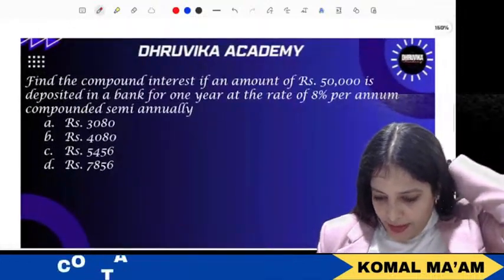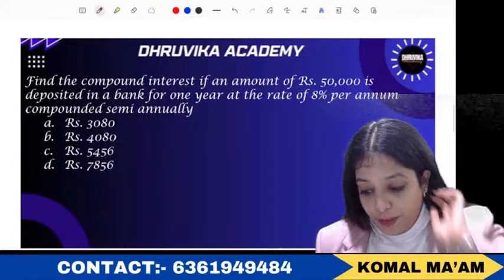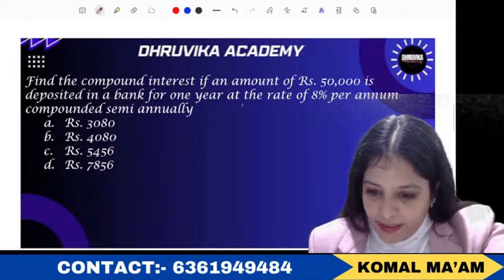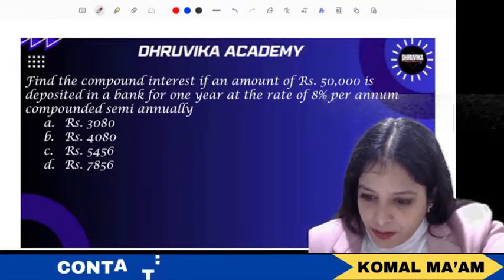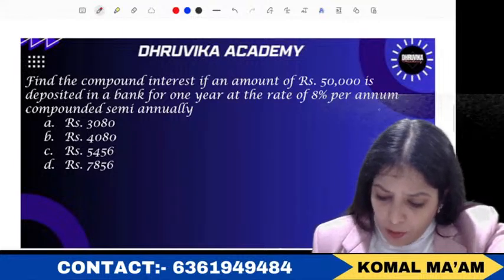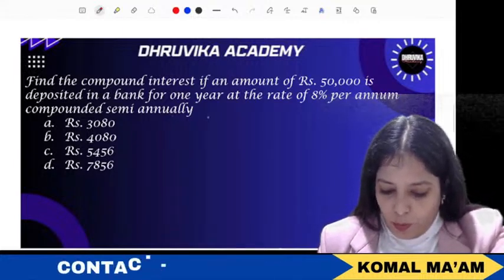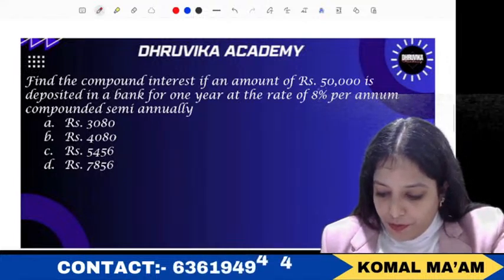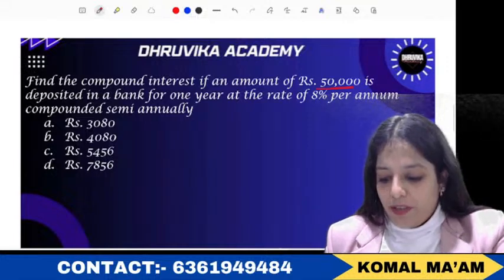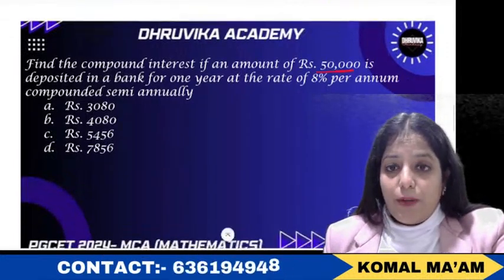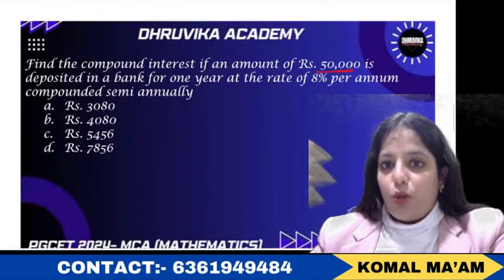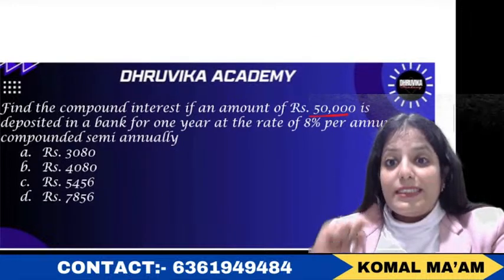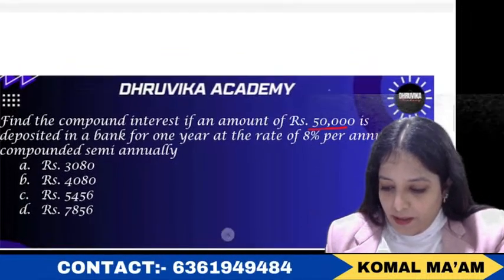Find the compound interest if an amount of rupees 50,000 is deposited in a bank for 1 year at the rate of 8% per annum compounded semi-annually. See what they are saying? Find the compound interest, that is, you have to find CI. If an amount of rupees 50,000 is deposited, don't get bluffed by this word amount. It is written amount, but it is not actually the amount terminology. Read the entire sentence. If an amount of rupees 50,000 is deposited, so basically it is nothing but the principal.